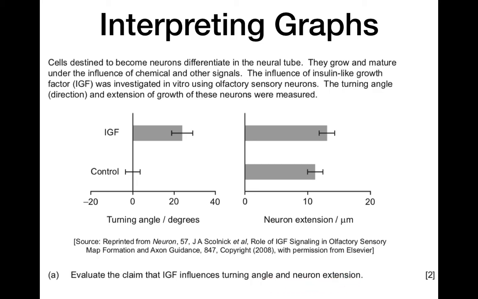Well, you can definitely say it influences turning angle. Look how big this bar is. The mean is very high, and the control is at 0. No turning angle at all. No overlap in error bars. This is definitely significant for turning angle. But if I look here, it's similar, and I can see my error bars do overlap, so there's no significant effect here of IGF on neuron extension. You don't need to understand what IGF is or anything to do this. You have to understand how to read the graphs, and how the error bars tell you.